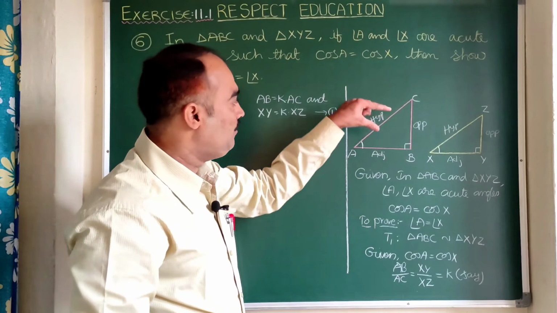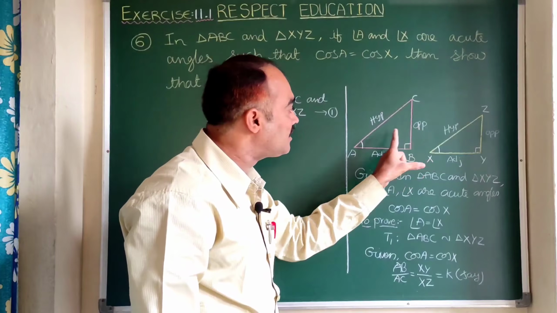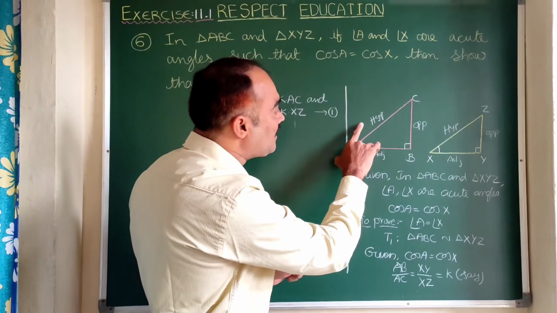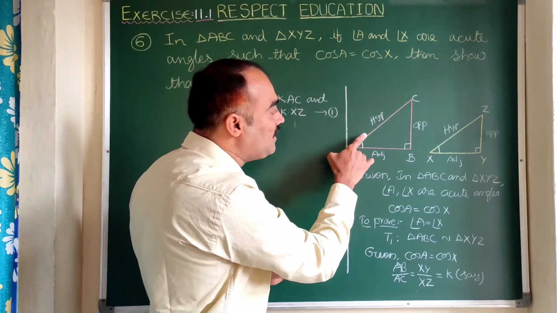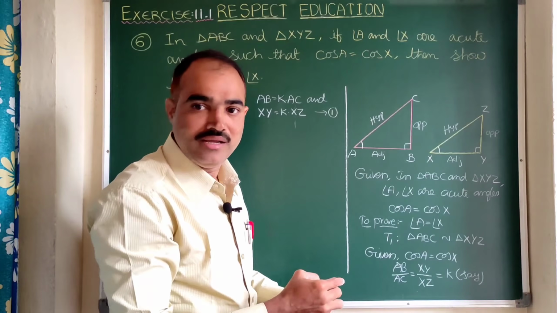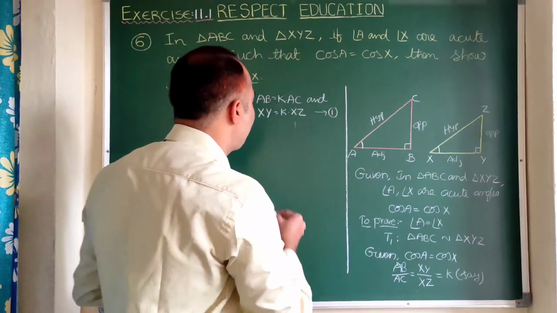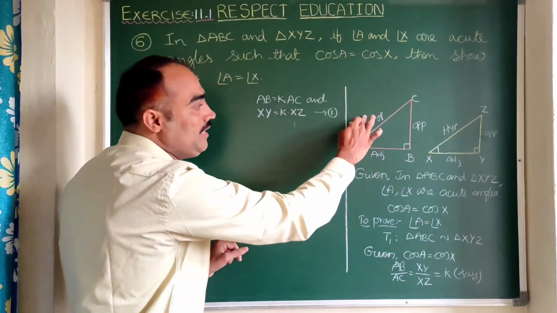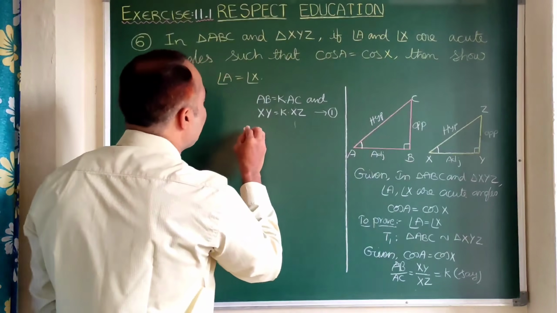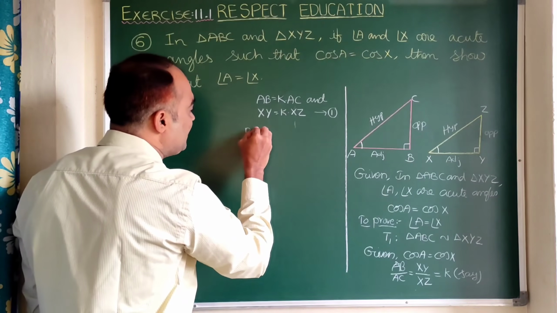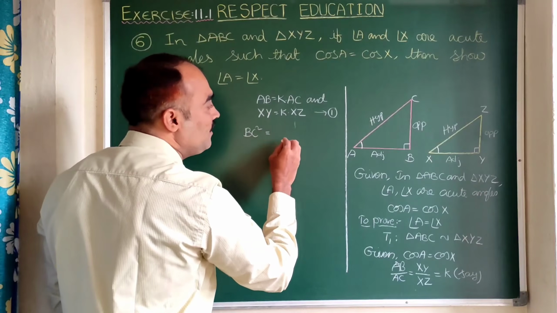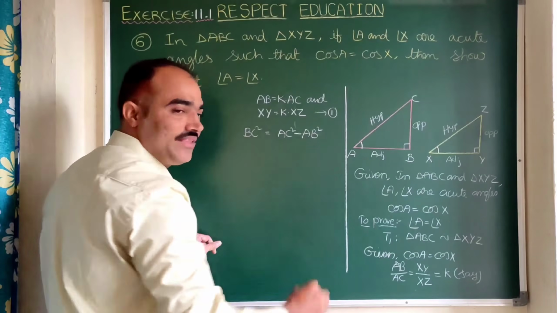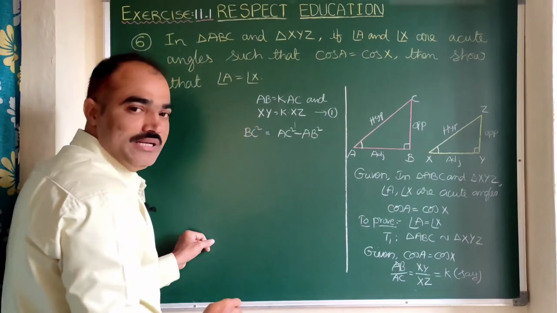Is it clear? If hypotenuse square is required, we need to add their squares. If any one of them squares is required, we need to subtract the squares of these two values. Are you following me? Yes, sir. Now can you tell me what is BC square? AC square minus AB square, not simply AC minus AB. Clear? So here I am taking here as BC square. What is BC square value? AC square minus AB square. Clear? So this is the value of BC square.